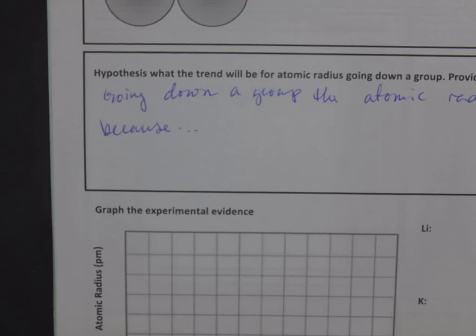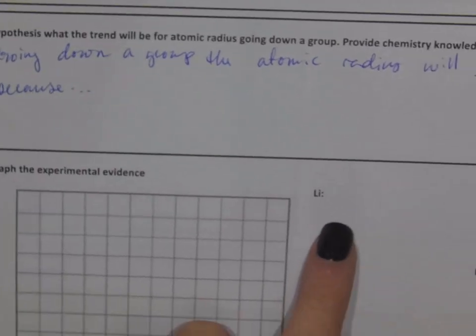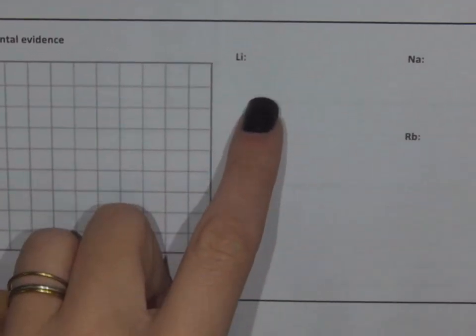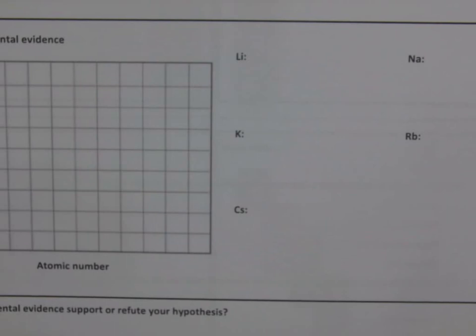After a scientist has a hypothesis, the next thing that they do is they test that hypothesis. So in class, we had the atomic radii in picometers for each of these atoms: lithium, potassium, cesium, sodium, rubidium. All of those are in group 1. I'm going to pull this up again for myself really quick, and we're going to write down the different radii.